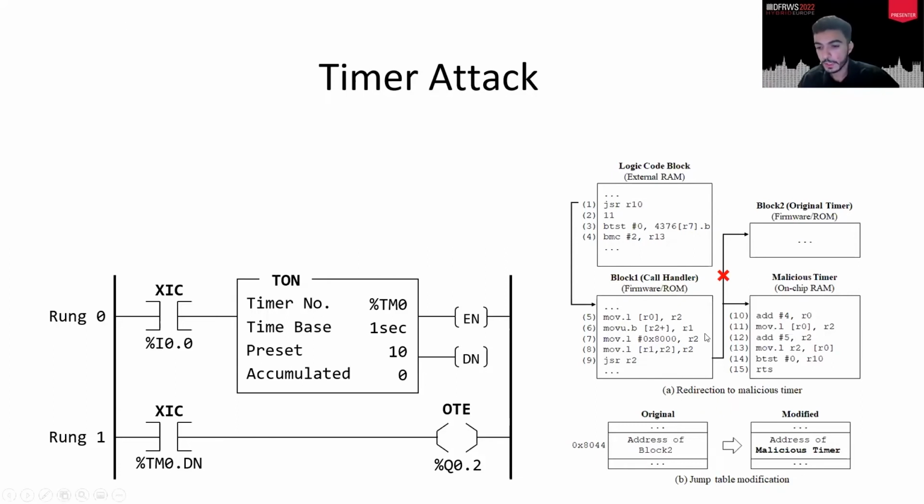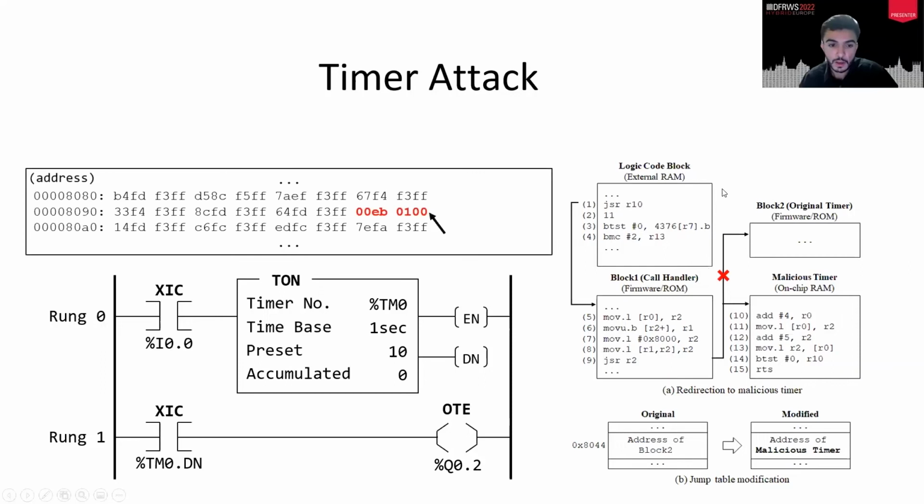So we use that to change the jump address from register 10, and instead of pointing to the actual timer code, we change it to the malicious timer code that we designed. What that timer code does is it skips the instruction instead of testing every single second. It skips the instruction and always returns false. The timer is supposed to return true after 10 seconds, but it never does. It's always false.